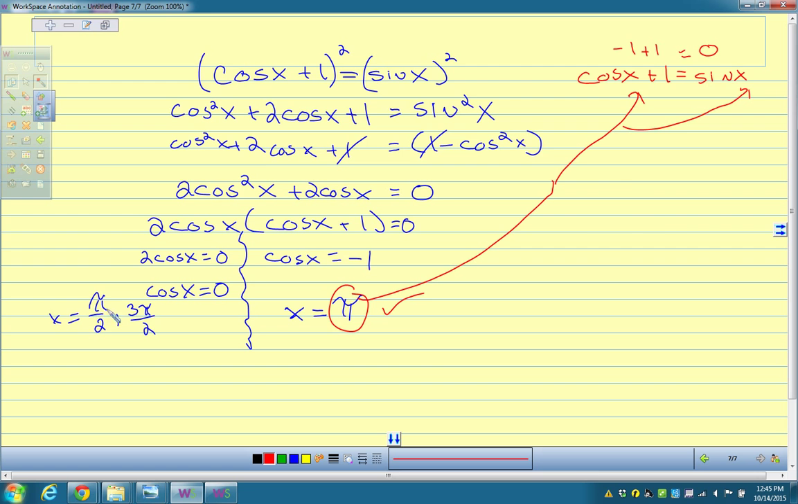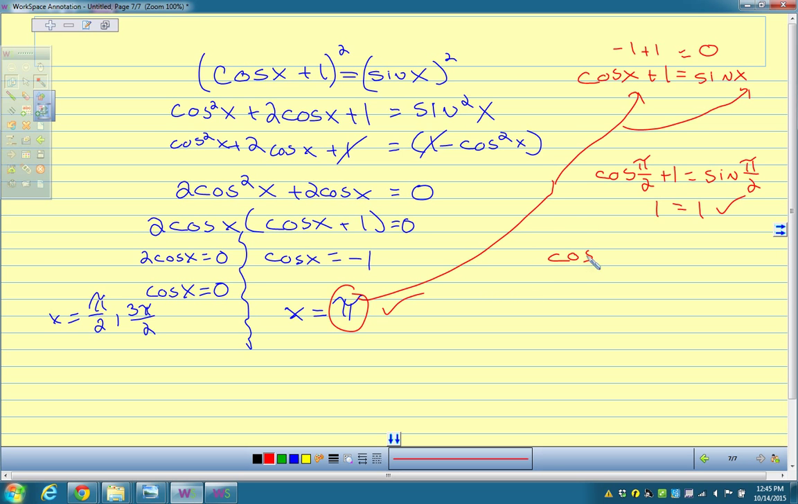Now let's try it with pi over 2. Cosine of pi over 2 plus 1 equals sine of pi over 2, okay? And cosine of pi over 2 is 0, so you get 1. And sine of pi over 2 is also 1, so that one checks out, right? Now let's check out 3 pi over 2.